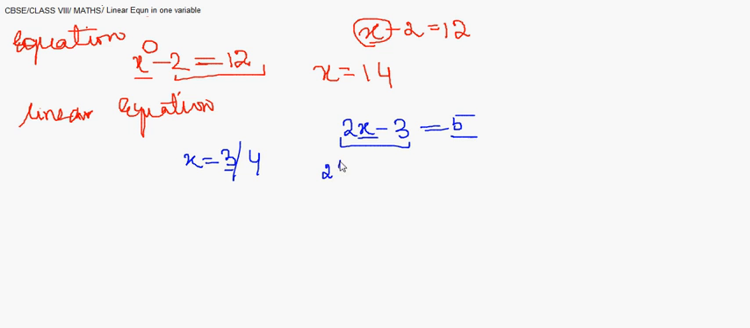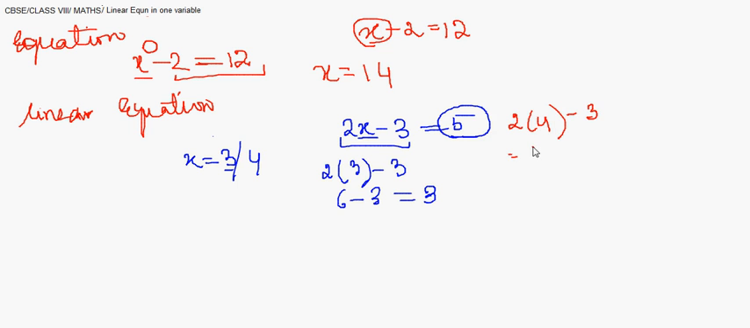See, I'm substituting x with 3, thereby getting 6 minus 3. That should be giving us 3 if I'm substituting x as the value of 3. That means x equal to 3 is not the solution. Had it been, we should have got 5 on the RHS. Now let's try with x as 4. So 2 times 4 is 8. 8 minus 3 is 5. So we got 5 on the RHS. That makes 3 not a solution and 4 a solution of this given equation.